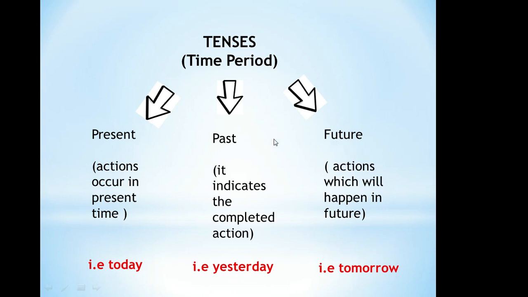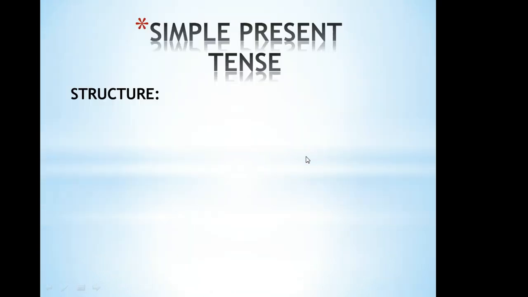Now these are further divided into four categories, like simple present tense, present continuous tense, present perfect tense and present perfect continuous. Same goes for past and future. One by one we are going to study. We will start with simple present tense. It's very important. Before coming to this, you should know what is the basic formula to write a sentence. What is the structure of a sentence?